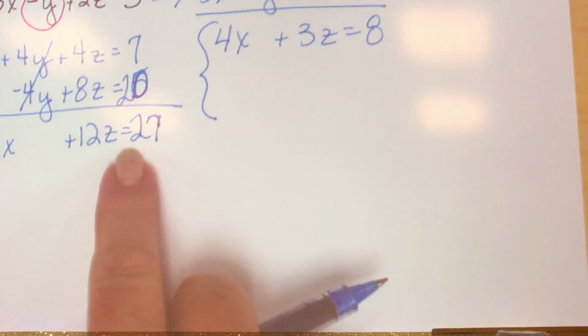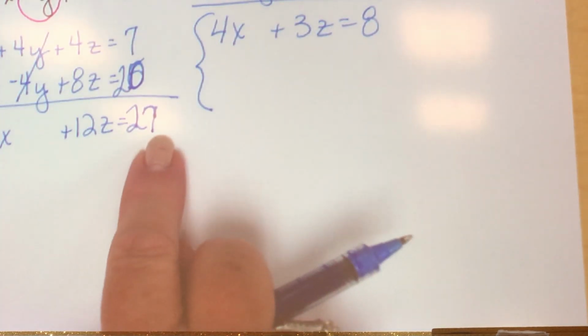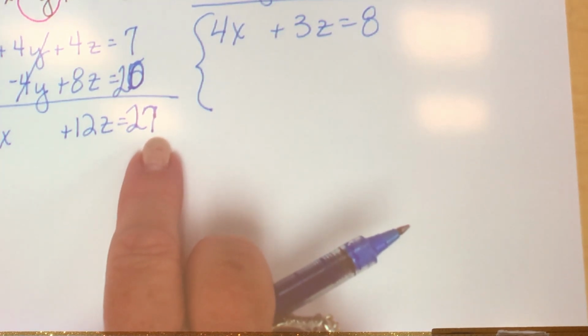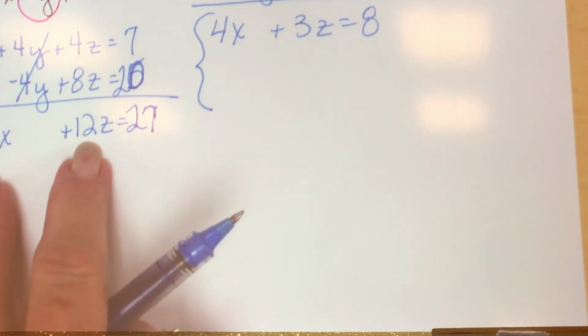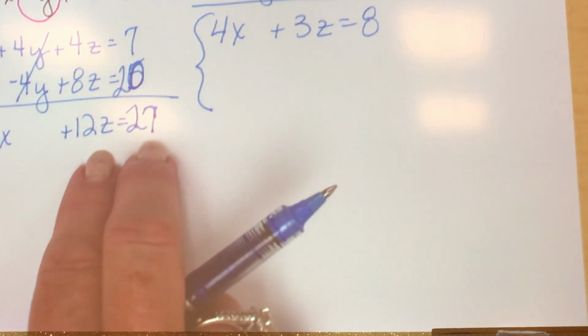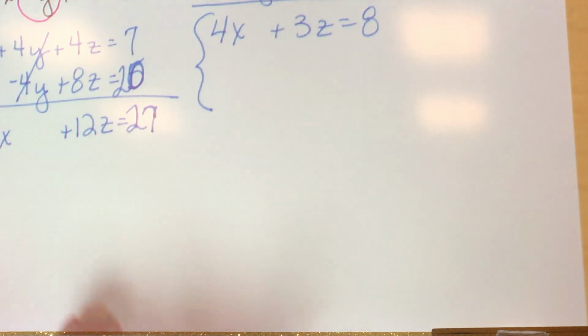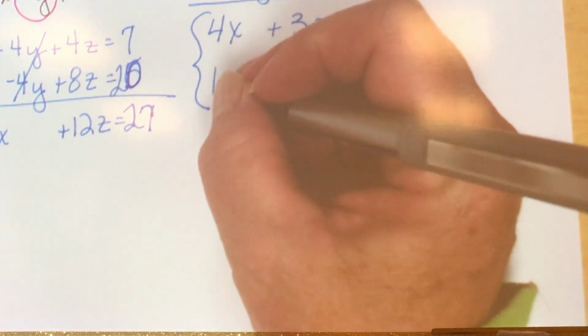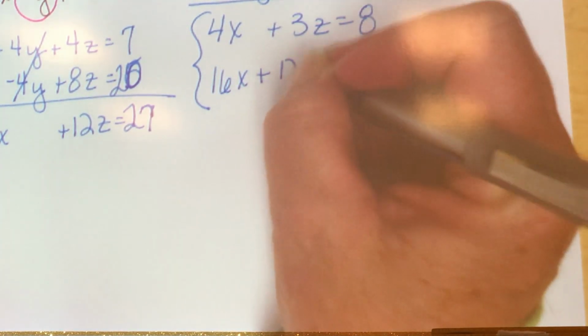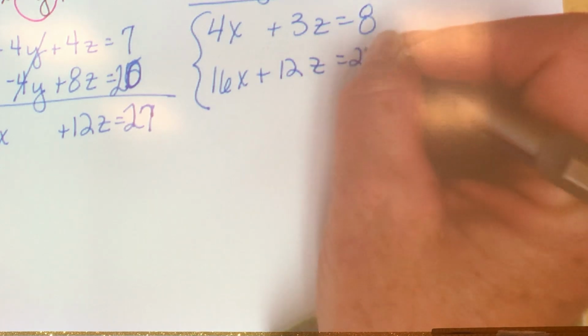Okay, so here's my second equation. Now when I look at this equation, my brain goes, oh, you can reduce him. Can you? No. He looks at the 16 and the 12 and goes, reduce. And then he looks at the 12 and 27, yes. But you can't reduce 16 and 27. Okay, so I'll write him down. 16x plus 12z equals 27.